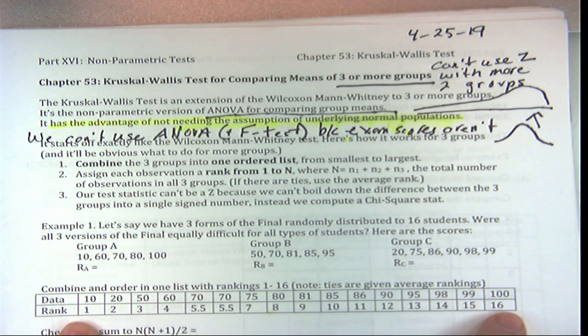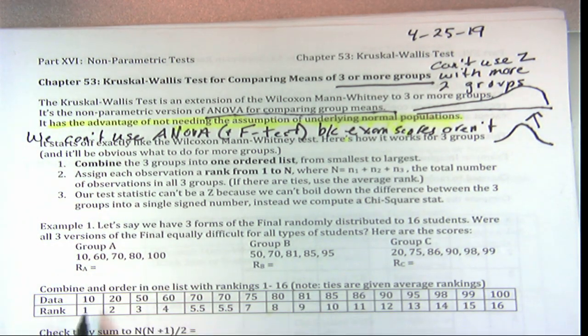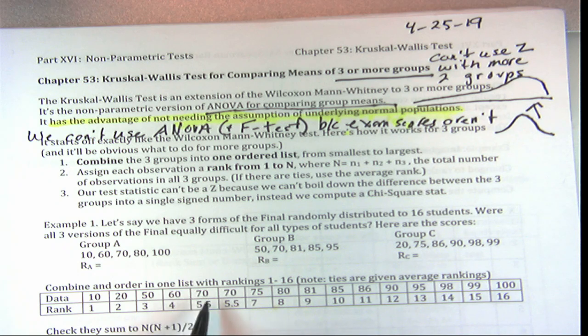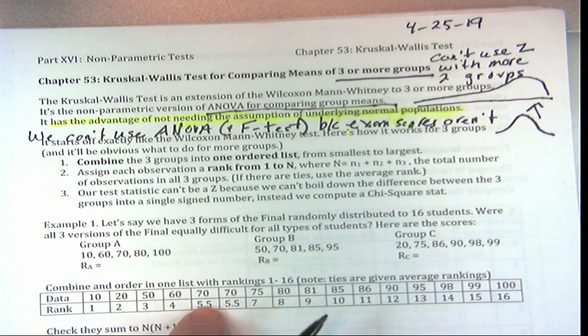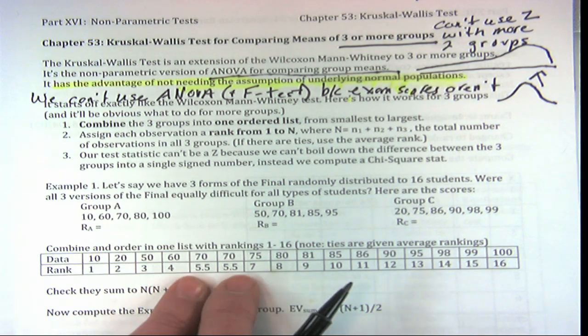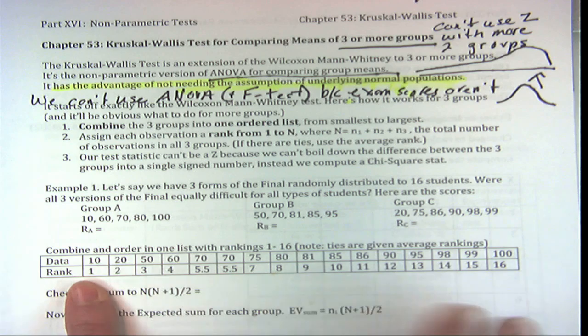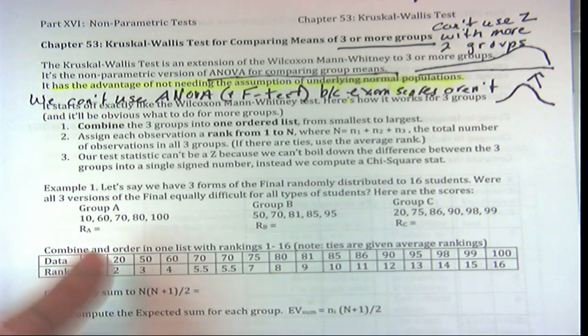Now what happens in the case of ties? We have a tie here and a tie here. So instead of saying 1, 2, 3, 4, and then 5, 6, we take the average between 5 and 6 right here. So we give them the average, so they're both 5.5, so we still end up with between 1 and 16 here. All right, so that's what we do, so let's do it.